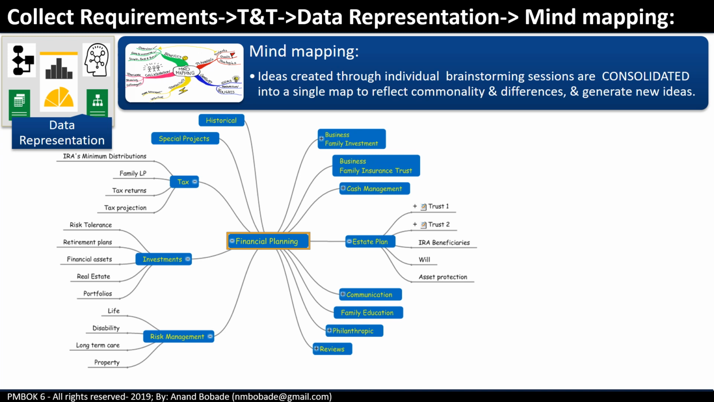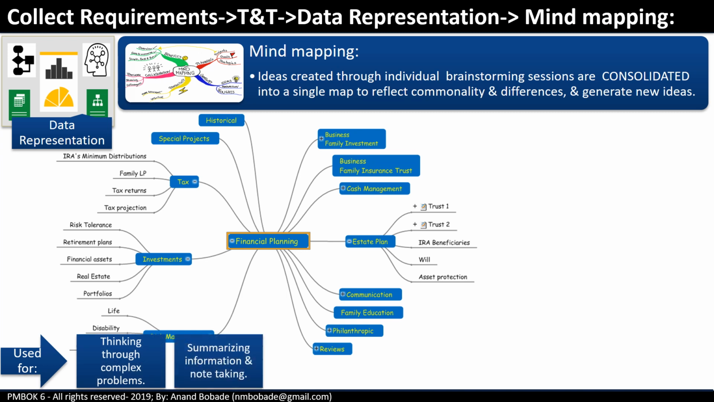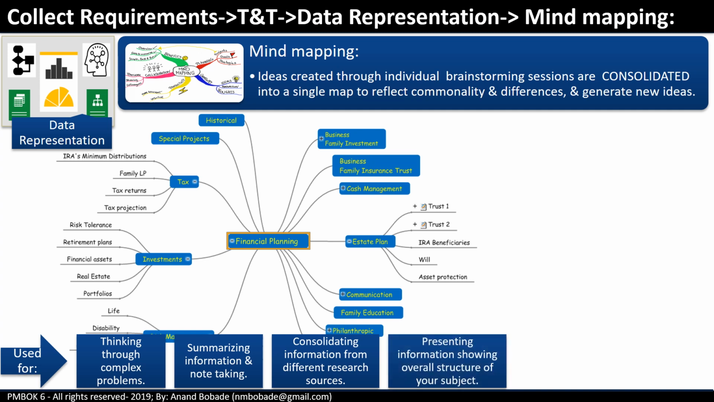Mind mapping. It takes ideas that are generated in the brainstorming process and then ties them together into a mind map by commonality so they can be categorized together. The technique is used for thinking through a complex problem, summarizing information, or sometimes note-taking, to consolidate information from different research sources, or maybe to present information showing the overall structure of your subject to key stakeholders. And finally, it also can help you to generate new ideas.